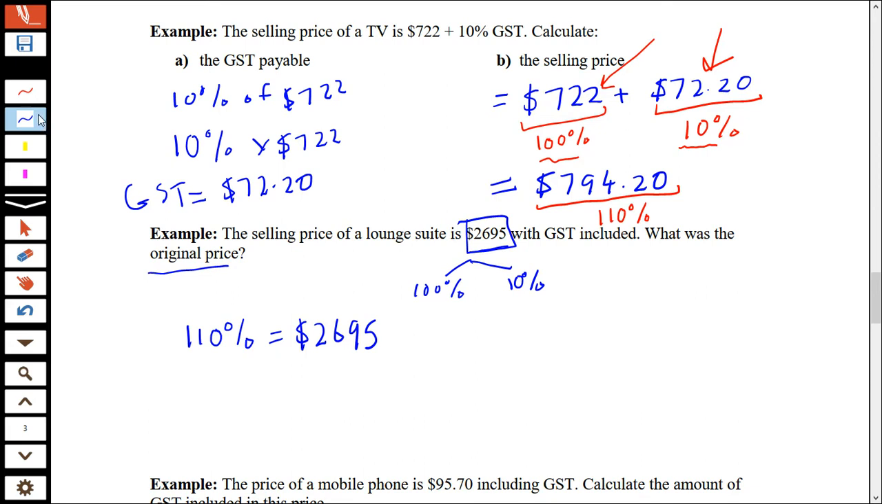So let's work out what 1% is first. To find out 1%, I'm going to divide both sides by the percentage. So 110 gives you 1%. Just write that a little bit neater. So 110 divided by 110 is just 1, and then you still got the percentage there. And then work out 2,695 divided by 110 on your calculator, you get $24.50.